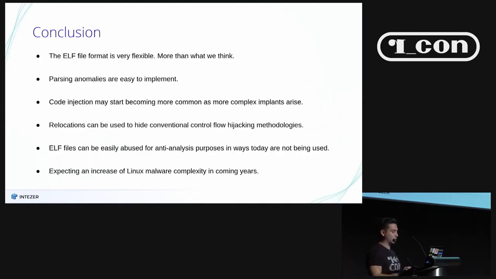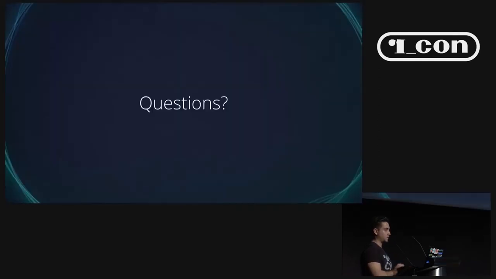Okay, so, conclusion. The ELF format is very flexible, more than we can think, and parsing anomalies are easy to implement. Code injection is becoming more common as more complex implants arise. Relocations can be used, as we saw, to hide control flow hijacking in ways that are not as easy to detect as conventional methodologies. ELF files can be easily abused for anti-analysis purposes. It's not being done just yet, but it will be, trust me. And we should expect an increase in Linux malware complexity in coming years. Okay, any questions?